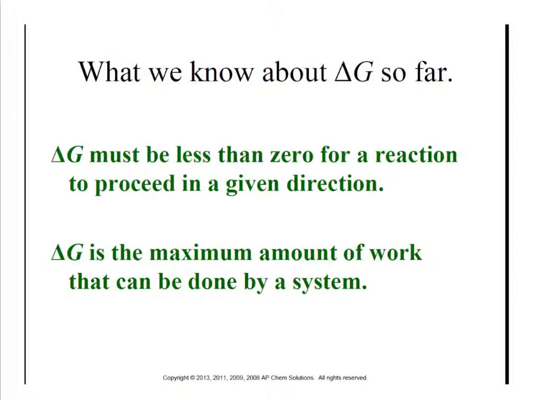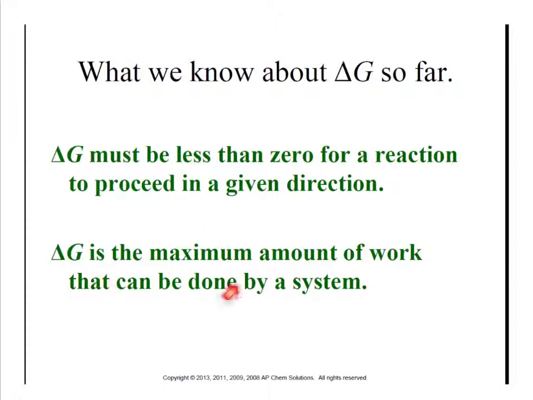If it's negative, that means the reaction is spontaneous and will proceed as it is written. If it's a positive number, it's non-spontaneous and will not proceed as written, but rather will proceed in the reverse direction. And then delta G is also the maximum amount of work that can be done by a system.